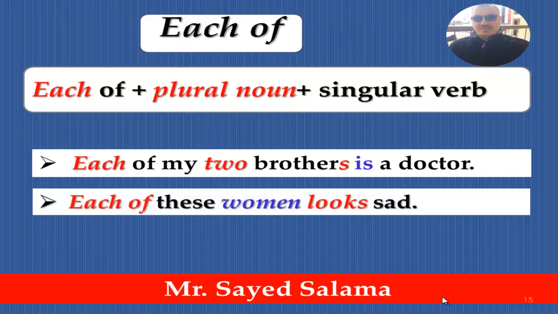Each of these women looks sad. So each of these women is a plural noun, and looks is a singular verb. This is one of the differences. So say and don't say: say each of, don't say every of.